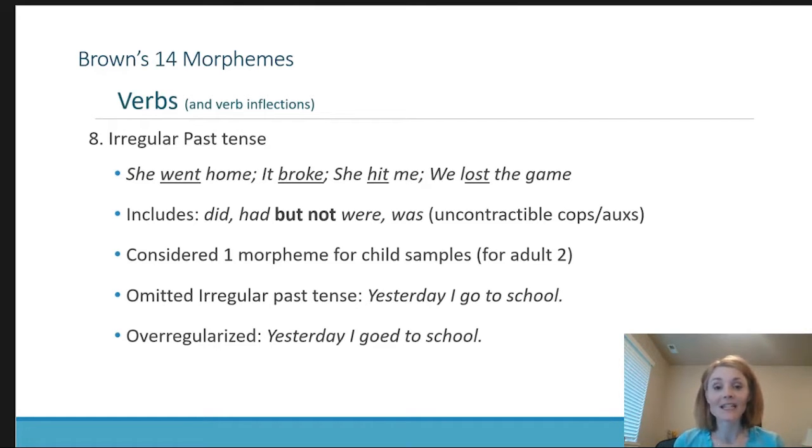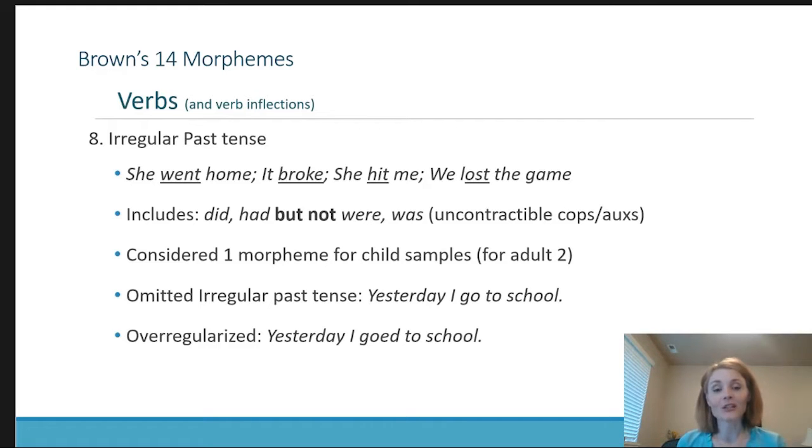So irregular past tense forms are considered one morpheme for child samples, and this is because kids learn these verbs as a frozen form, right? So the irregular past tense verb went, a child will pick that up, I went home, but they don't necessarily have in their grammatical system yet that this is the past tense of the verb go. They have just learned it as the frozen form went. So we only give them credit for one morpheme, whereas in an adult sample they would get two morphemes. They would get the verb go plus irregular past tense.